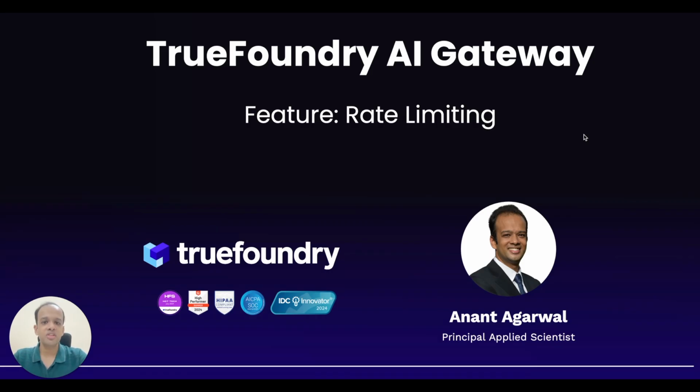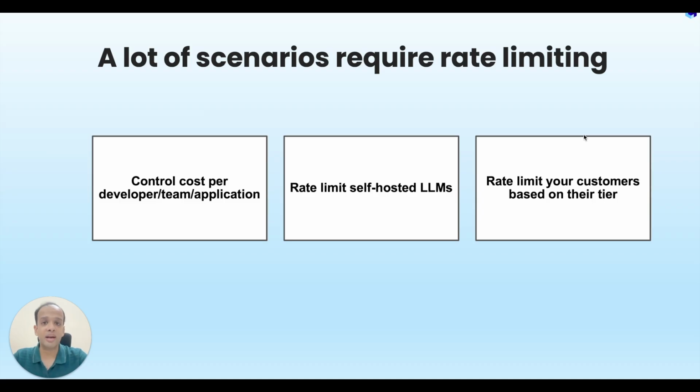It is an important feature for a lot of scenarios while managing LLM workloads, and that is why it's really useful. First, you can control cost per developer, team, or application. It's really easy to blow up cost in LLMs because of a bug in the code somewhere or an agent is stuck in an infinite loop. Hence, a good safety measure is to limit the cost per developer so that you do not incur such costly mistakes.